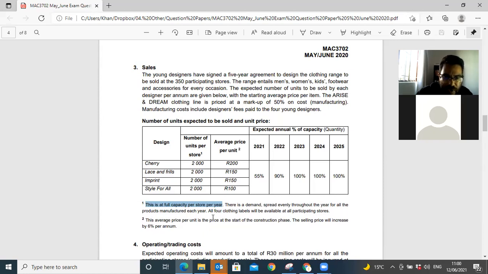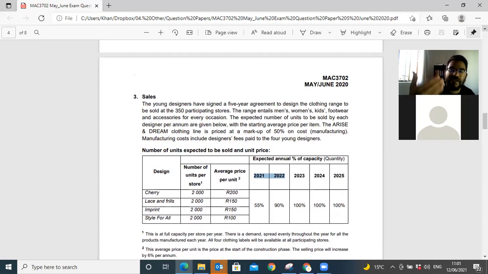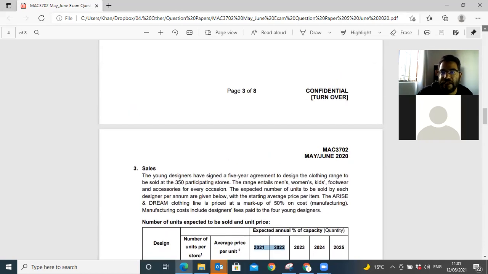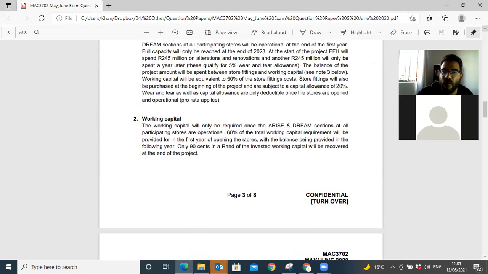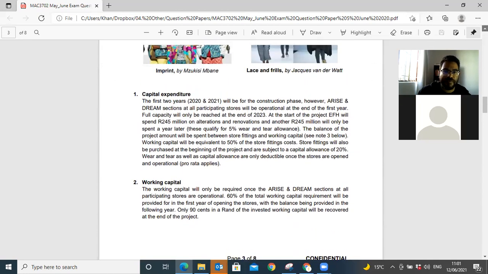The average price per unit is the start of the construction phase. The selling price will increase by 6% per annum. Okay, so here this may indicate that this is year 1. But let's go have a look at the top where the construction phase starts. When the construction phase starts, that is most likely going to give us an indication of when the project starts.